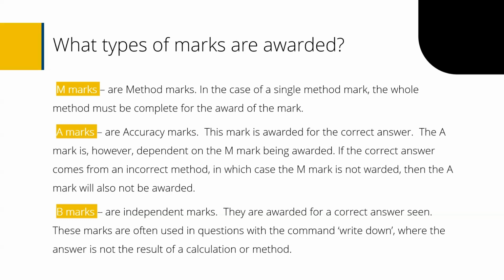The B marks are the independent marks, and they are awarded for a correct answer seen. So that'll be just seeing the answer there. That's when you can get the marks. So the A usually follows through a method mark. The B will just give you the answer there.